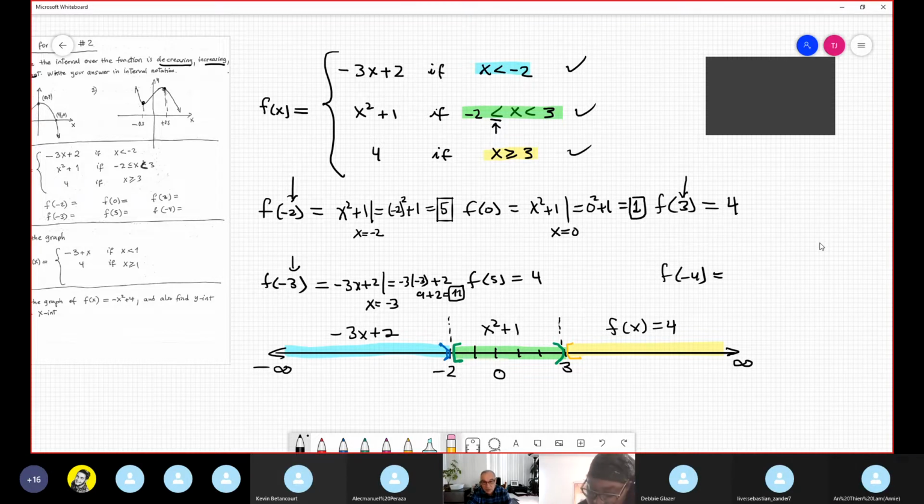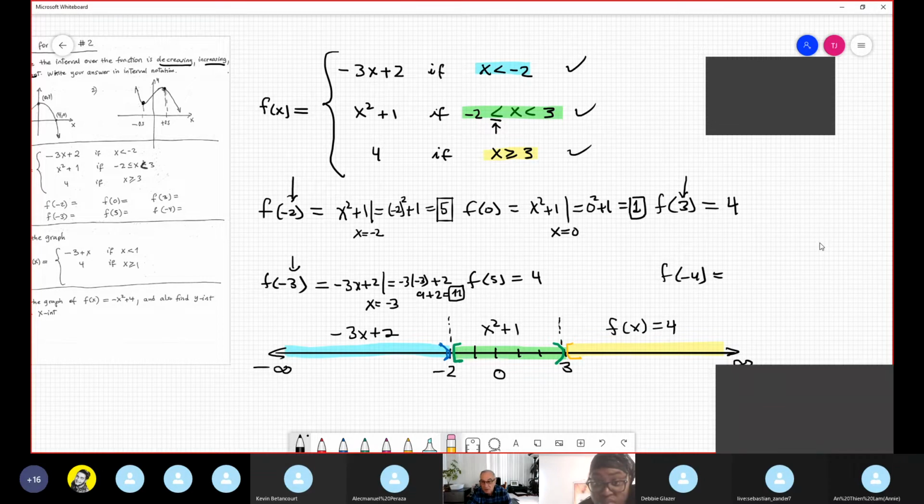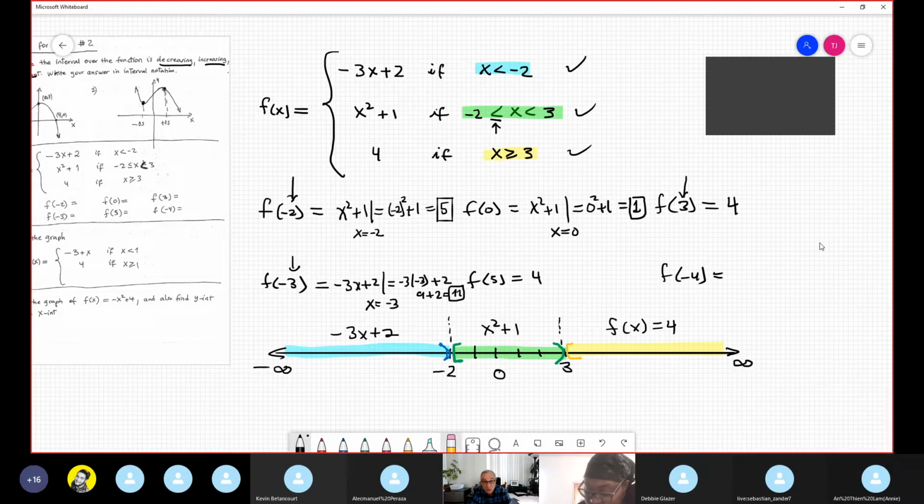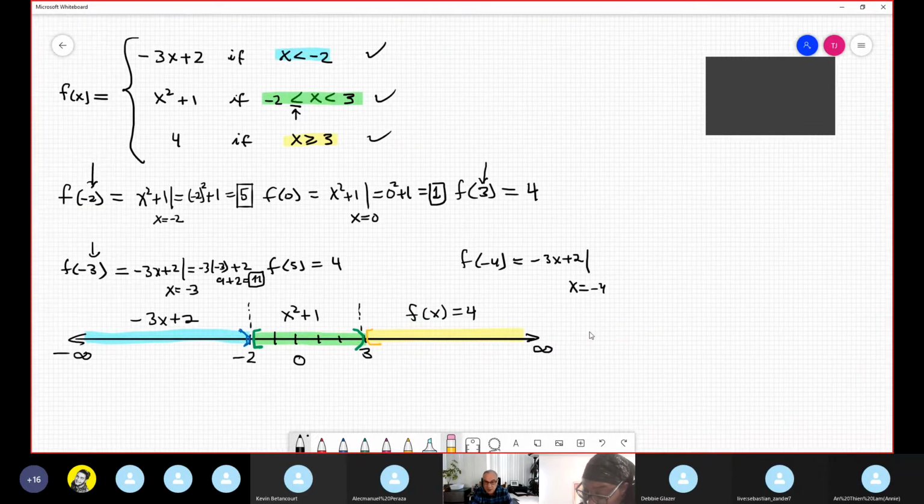And -4. -4 belongs to what? Blue, excellent, Brian Duran. Brian Duran says it's blue. If it's blue, then select the expression -3x plus 2 and evaluate at x equal -4. Be careful with the sign.